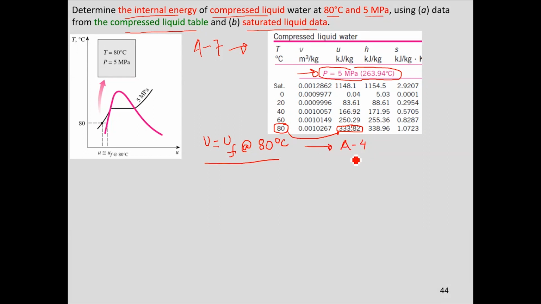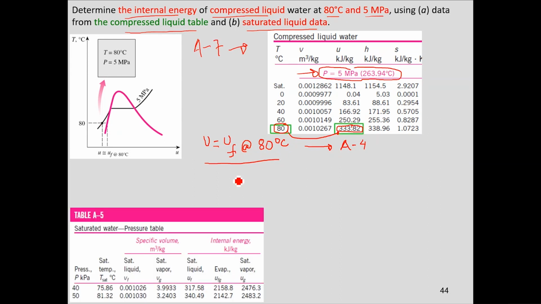You'll go to table A5. You will find the saturation temperature of 80 degrees centigrade. Now, if you go to the saturation temperature column, you see that 80 degrees is not given to you. It is 75.86, 81.32, and so on. 80 basically falls between these two temperatures, so you'll again do the interpolation.